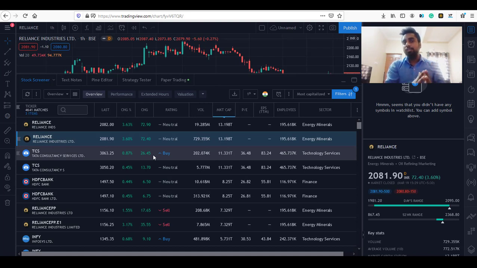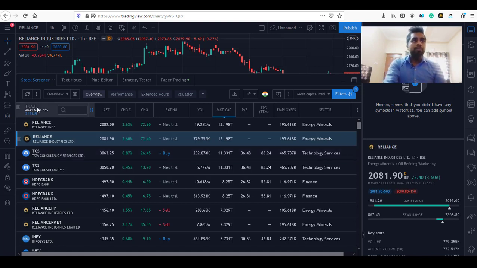So basically, a stock screener is like a basket of apples, so you can pick the best apples out of the basket. Here we have a basket of stocks. Using some special filters, we can find some good stocks on the stock screener. So let's have a look at how to use it.